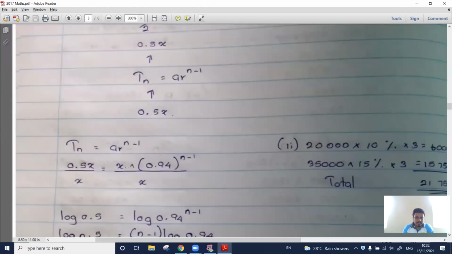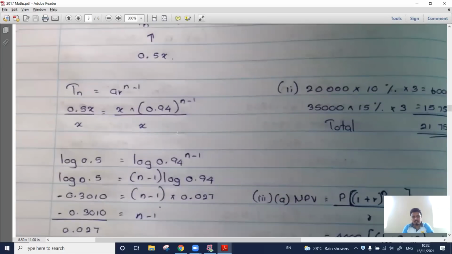So we can eliminate this x by dividing both sides by x. After dividing both sides by x, this x cancels with this x. So we left with what?